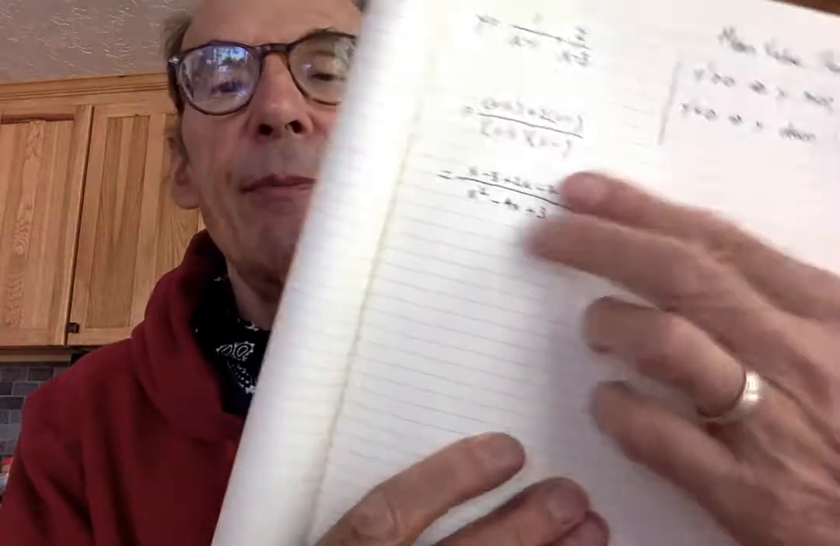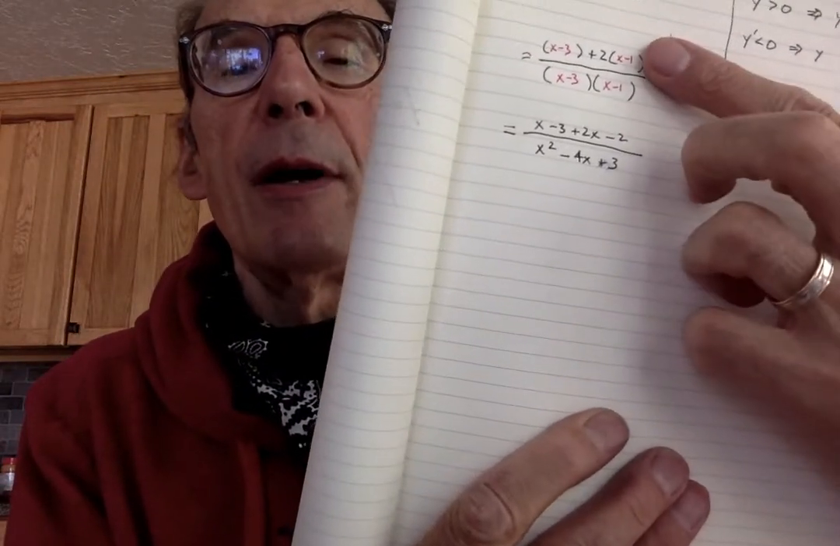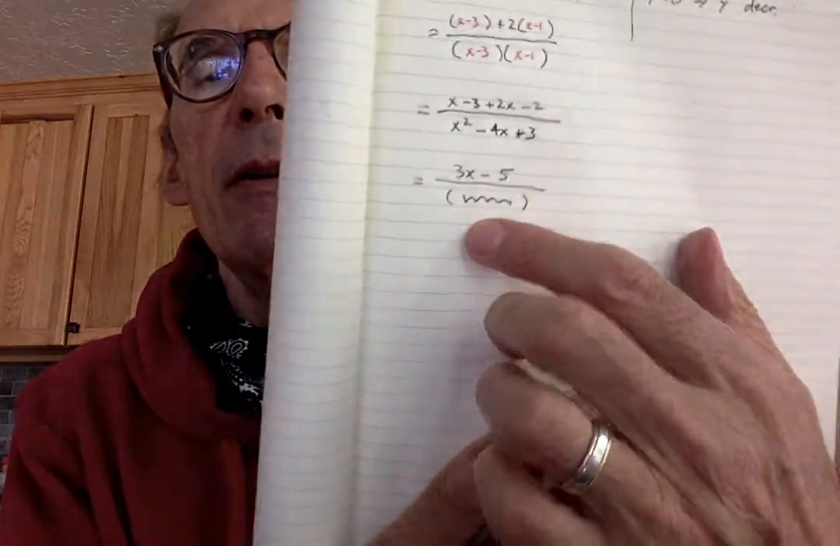So on top, we've got x minus 3 plus 2x minus 2. And on the bottom, we've got x squared minus 4x plus 3. And so I've just done the algebra there on top and on the bottom separately. And now looking at what we've got left on top, I'm actually not going to write the bottom, and you'll see why in a second. But it looks like I've got 3x minus 5 on top, and then the bottom is blip, blip, blip. I'll just write something in Martian there.